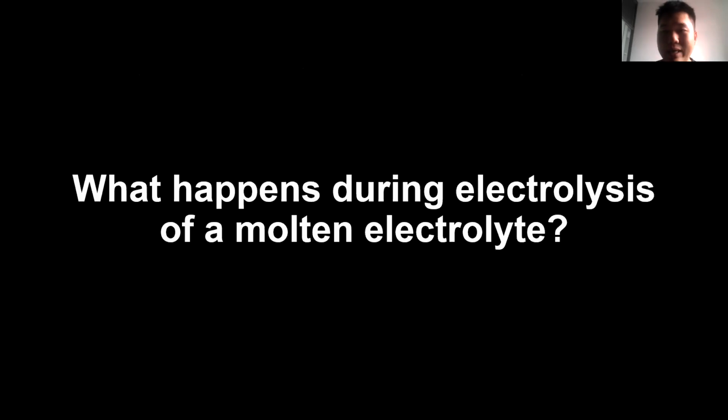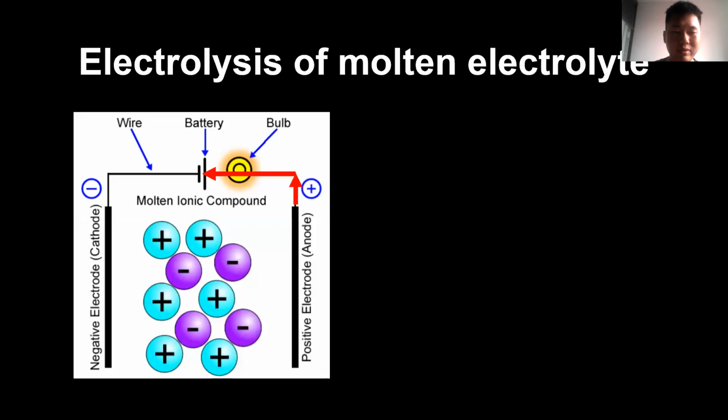So let us take a look at an example of electrolysis of a molten electrolyte. Let's say we have this molten ionic compound, and the ions are no longer in a fixed position or arrangement. They're sort of like a liquid, and the ions can slide over one another. When a battery is put in place over here, we know that the longer line is the positive terminal. So this electrode is the positive electrode.